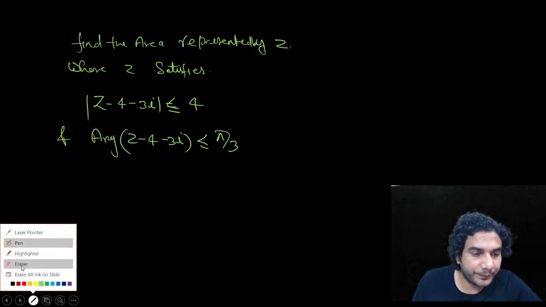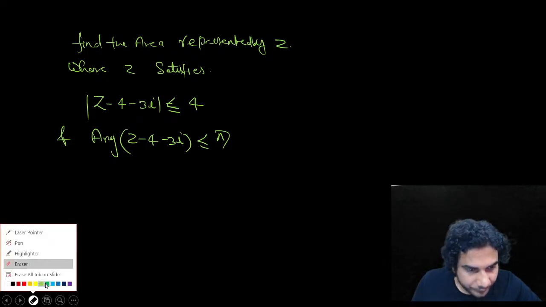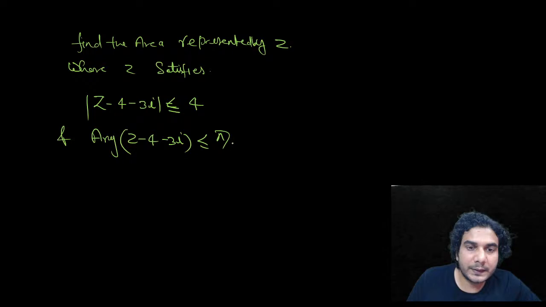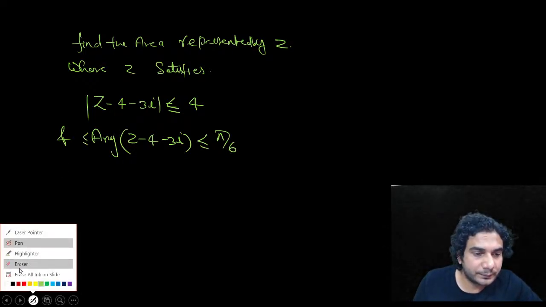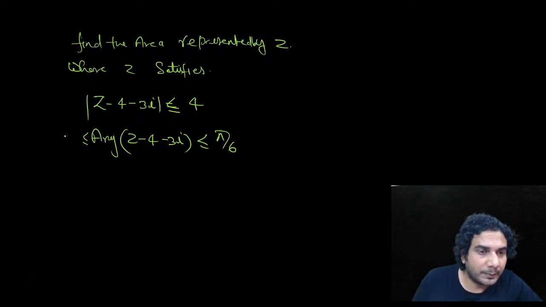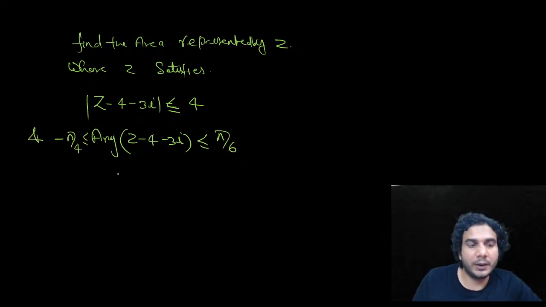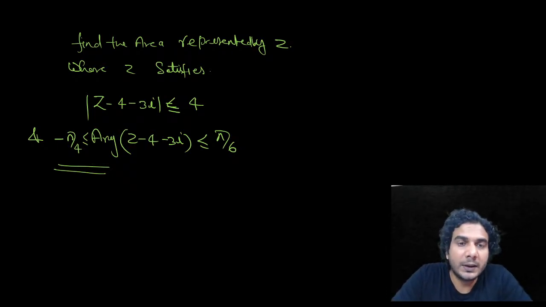Wait a minute, less than or equal to pi by 6 and greater than or equal to minus pi by 4. Okay, that's one. Now you need to find the area of the region where z lies. So locus of z should be a region, right? So it will be a region, and you need to find the area of that region.